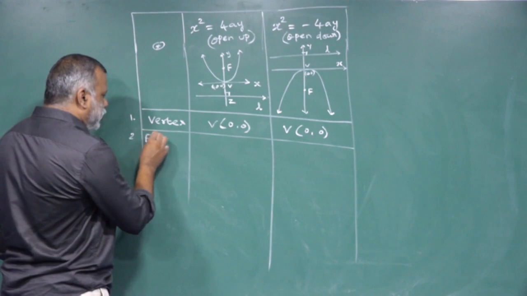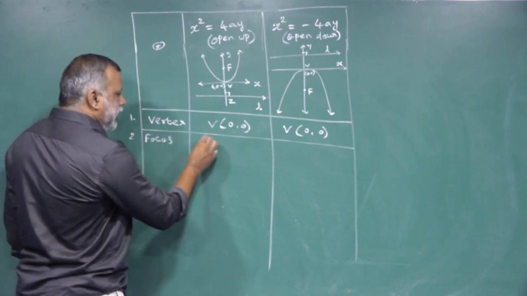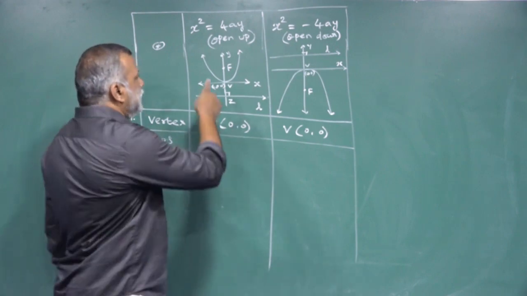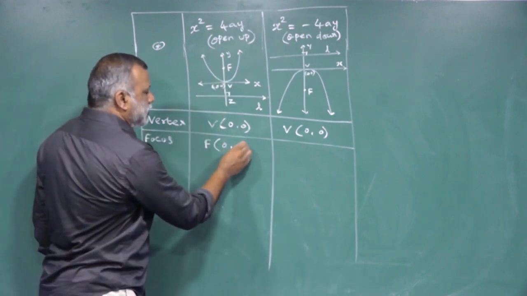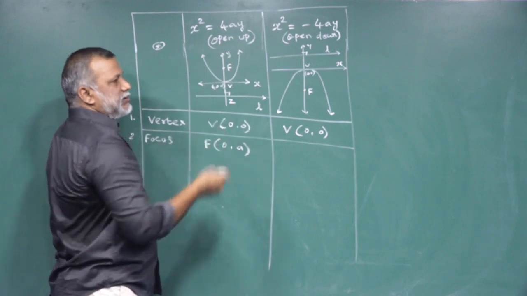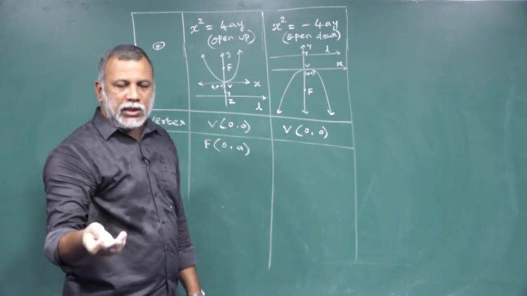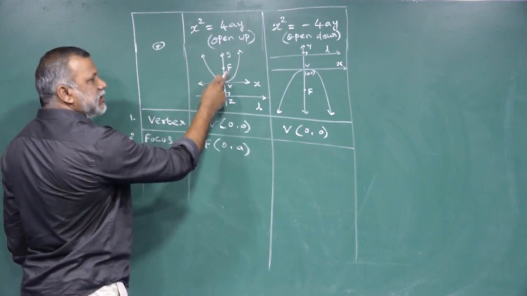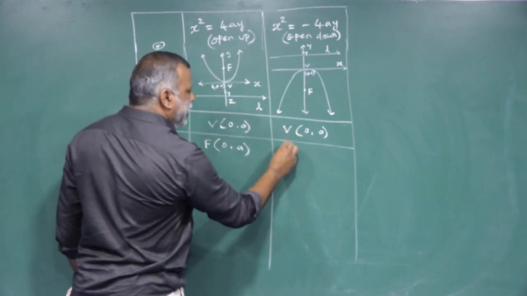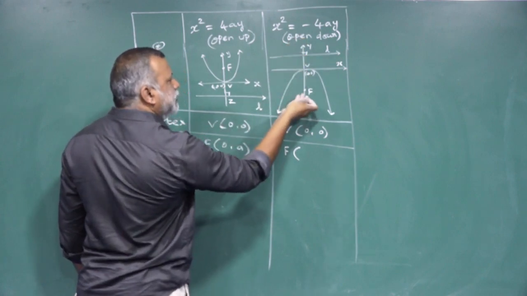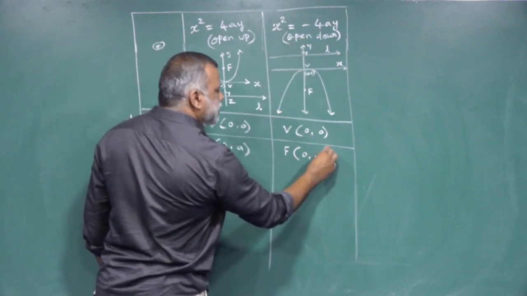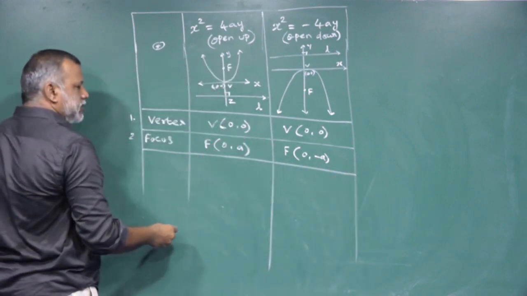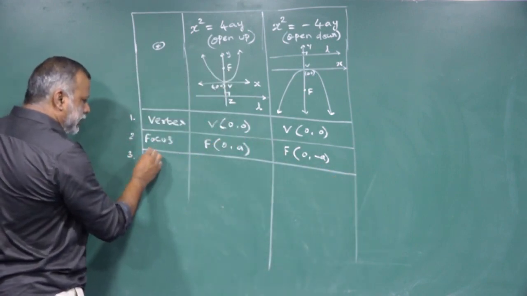Number 2, focus. See here, first type a, 0. Here 0, a, that's all. Because it lies on the y-axis. Type number 1 lies on the x-axis. Here type number 3 lies on the y-axis. In the same way here, it lies on the y-axis but in the negative direction. So 0, minus a. This is the type number 2 result. Number 3, directrix.